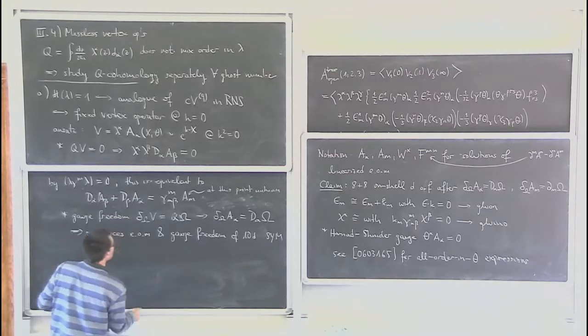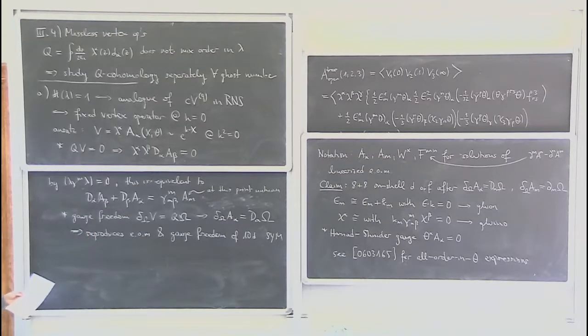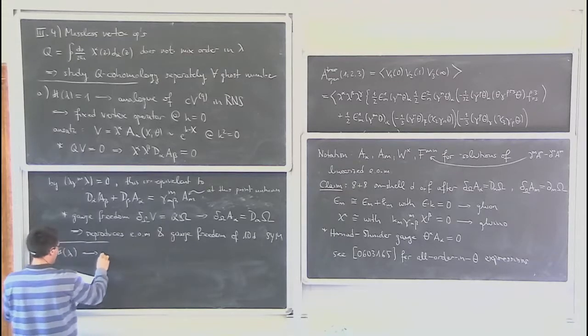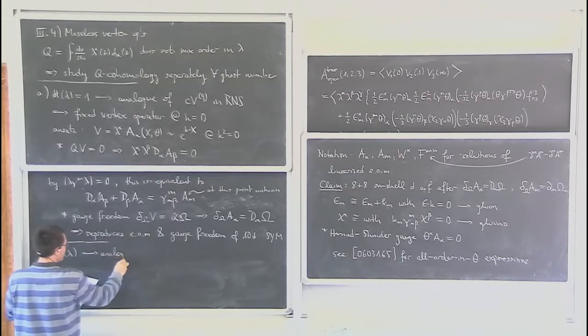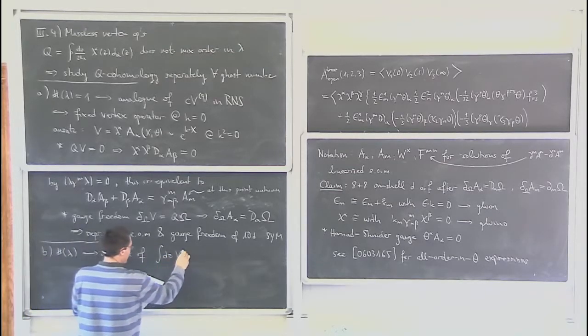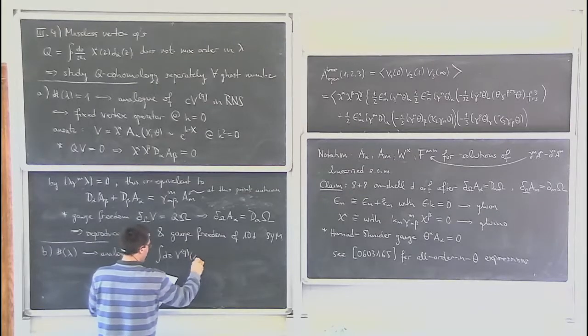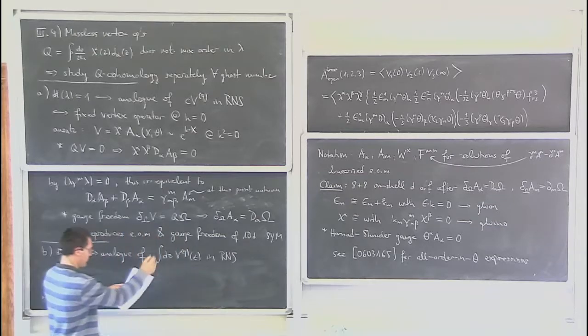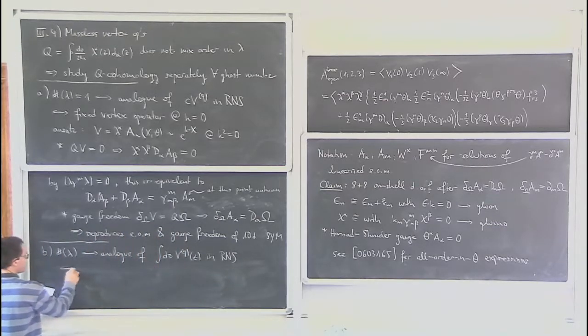Okay, so this was the story about ghost number 1. Let's now move on to ghost number 0. This will be the analog of the integrated vertex operator in RNS. And here we are looking for a field of conformal weight 1, because it should be conformally invariant upon integration. Because doing it like this, it seems we are only going to find the massless states, right?